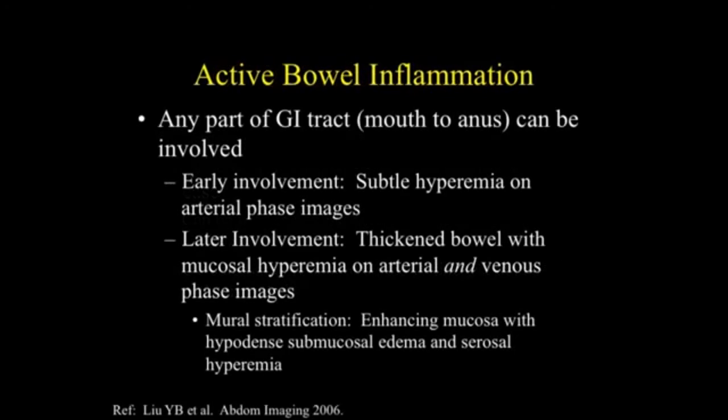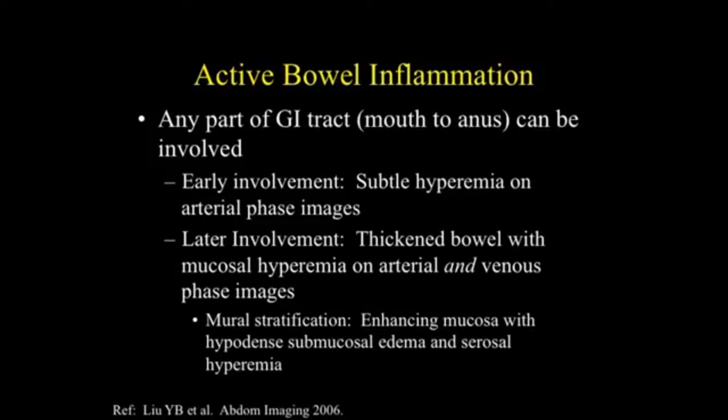Now, Crohn's disease can involve any part of the GI tract extending from the mouth to the anus. In the earliest phases of involvement, you're just going to see subtle hyperemia, and that's going to be most prominent on the arterial phase images, and you may not see bowel wall thickening at all. As it goes on and as the inflammation gets more and more severe, you start to see frank bowel wall thickening with mucosal hyperemia. You see it not only in the arterial phase images, but on the venous phase images as well. And you start to see mural stratification with hypodense submucosal edema and serosal hyperemia.